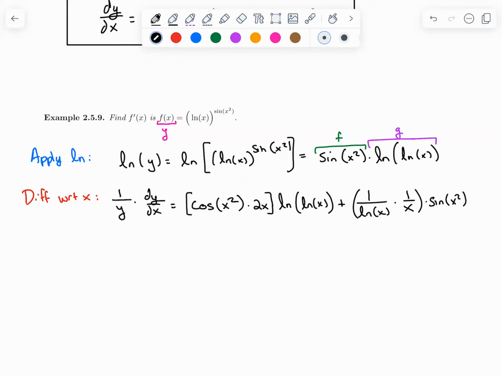So the derivative of sine of x squared: the outermost function is sine, so cosine of the inside, so cosine of x squared, times the derivative of the inside, so 2x, times natural log of x, because that's f prime g plus g prime f. G prime: the outermost function is natural log, so 1 over the inside, so 1 over natural log of x, and then the derivative of the inside, which would be 1 over x, then times f.